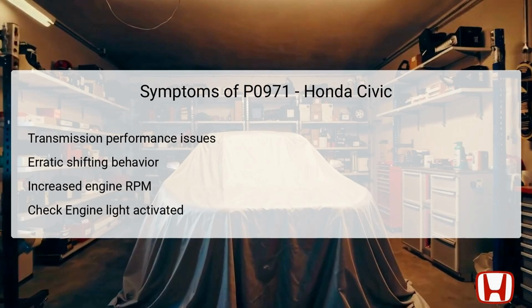The symptoms of a P0971 error signal various transmission-related issues that can affect a driver's experience. Owners may notice erratic shifting behavior as the transmission struggles to engage correctly because the solenoid cannot regulate pressure as designed. This problem can often lead to increased engine RPMs, particularly during transitions between gears, which can be alarming for drivers. Additionally, the overall performance of the vehicle may become sluggish, creating difficulty in acceleration and responsiveness.